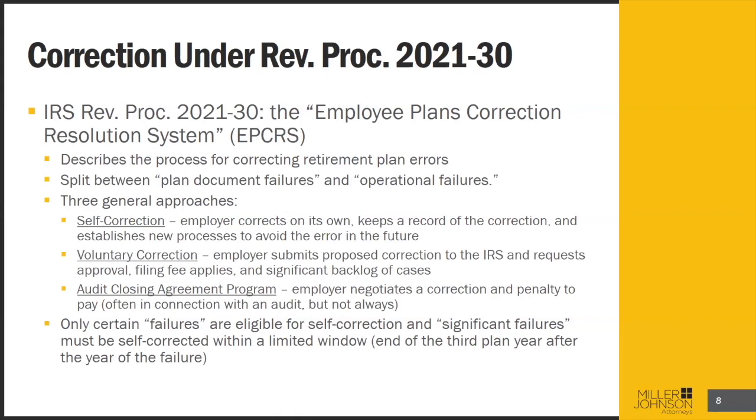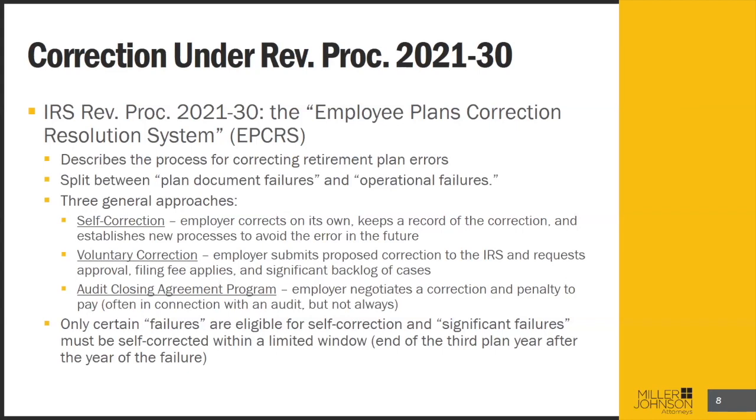So under EPCRS, an important distinction is between insignificant failures and significant failures. The IRS refers to retirement plan errors as failures, and you have to describe them as failures to the IRS. It's kind of an odd nomenclature, but it follows through all of the correction program documents. And so if you have an insignificant failure right now, you can basically correct it indefinitely. You can correct it whenever you find it, even if it happened many years ago.